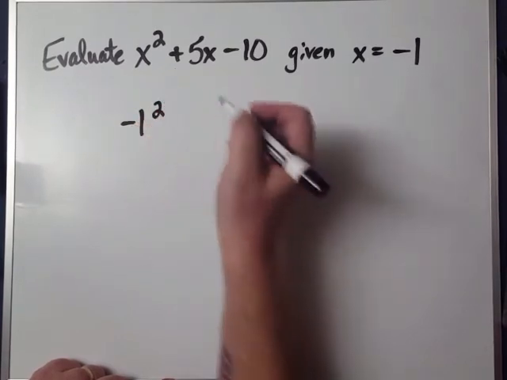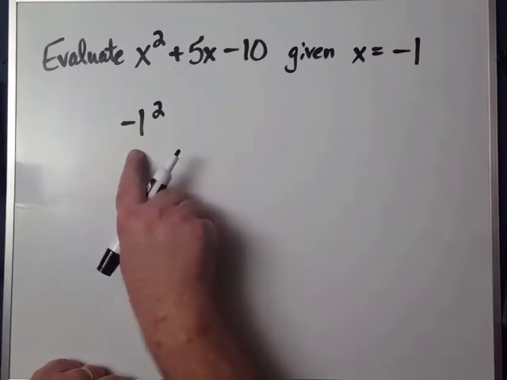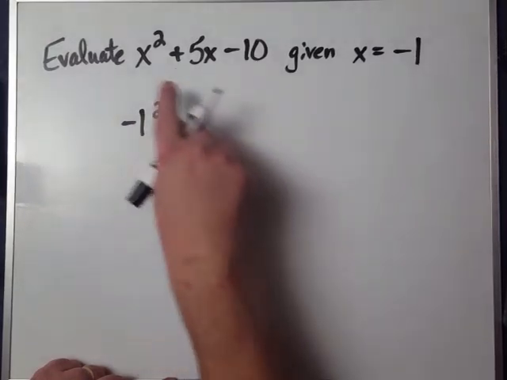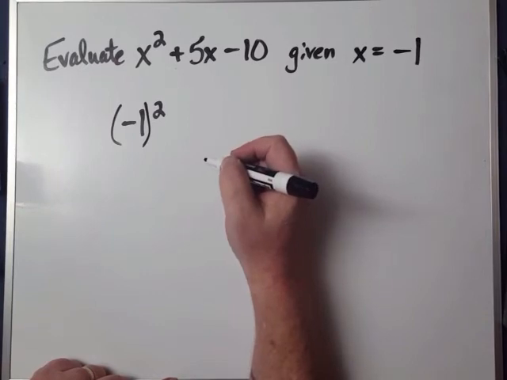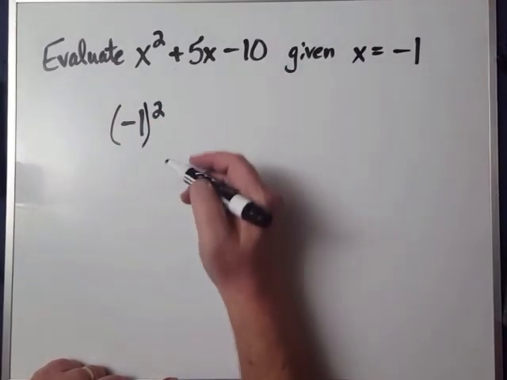What needs to be squared? That negative 1 that's replacing the x. Is that what I've written? No. That negative is floating, isn't it? It's not part of the base. If I'm going to plug in negative 1 for x, then that negative 1 needs to be in parentheses, so the whole negative 1 that I'm plugging in is getting squared.